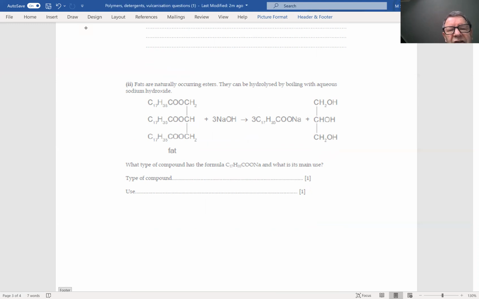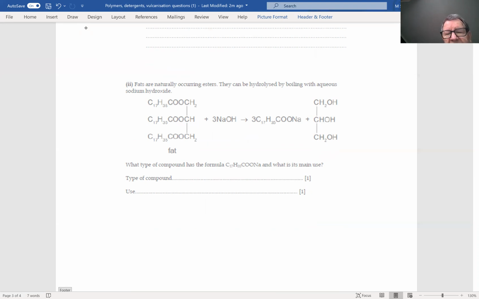Fats are esters, this is a fat here. You can always tell it because it consists of 3 bits attached to a stick here. Okay, so there's 3 long bits here, and then it's attached to this one set of 3 carbons here. When it reacts with sodium hydroxide, it makes this, and this is the soap.